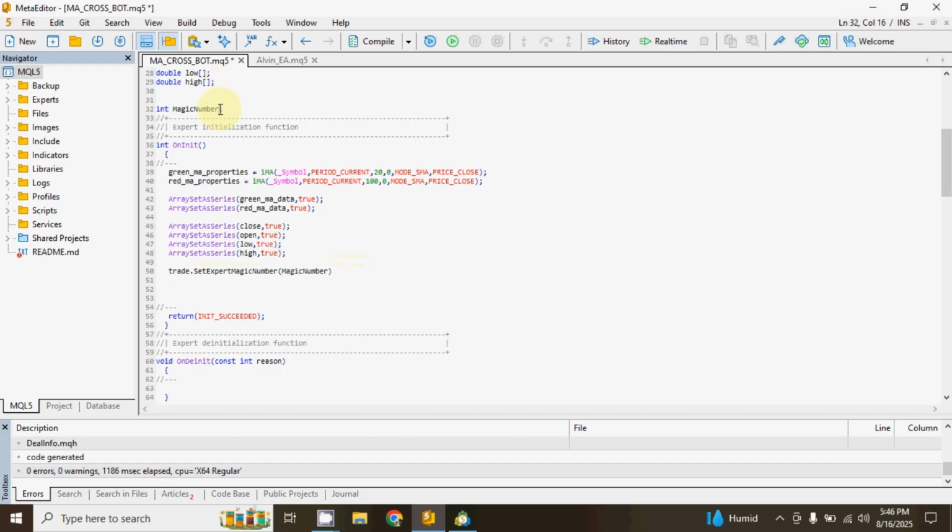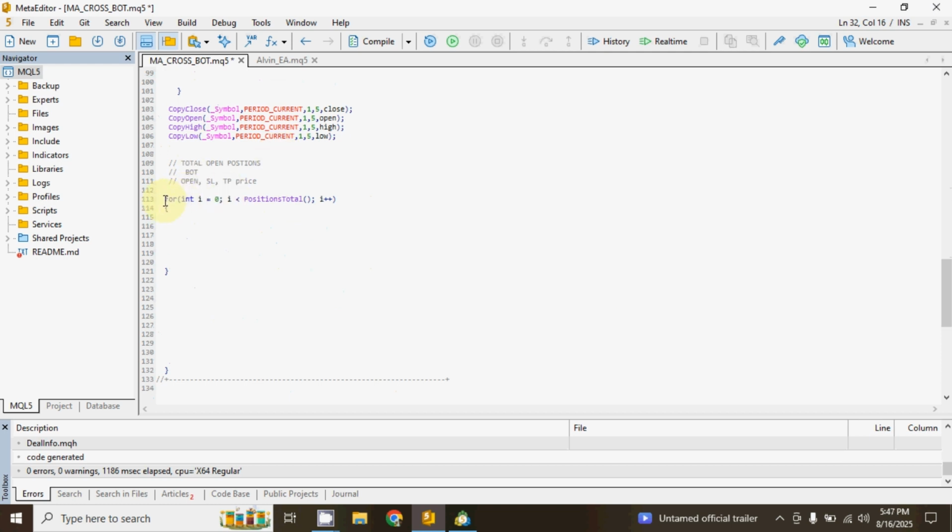So you need to set a number for the magic number. Let's say you want to set the magic number to 11111, which means anywhere you use this magic number is going to replace it with this number. So now this is like a unique number for the bot. Any trade that the bot takes is going to be attached to this magic number, right?